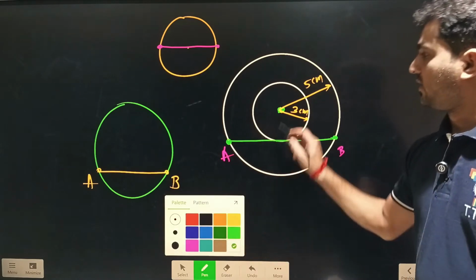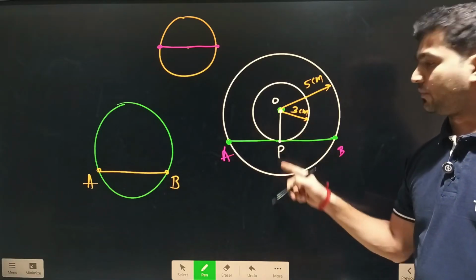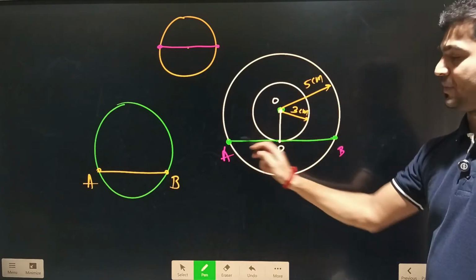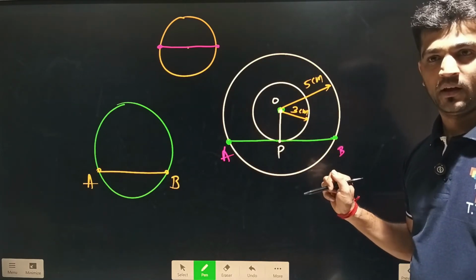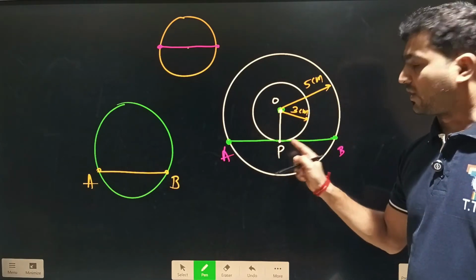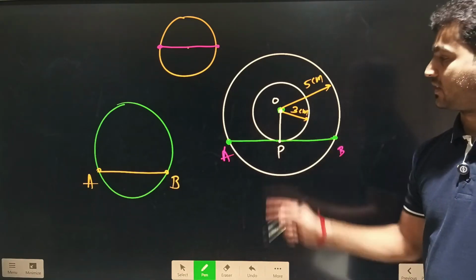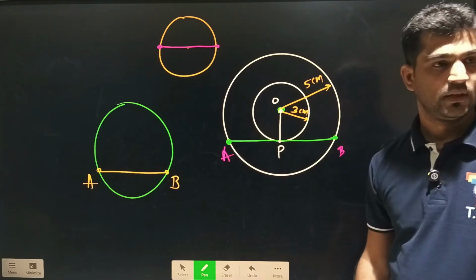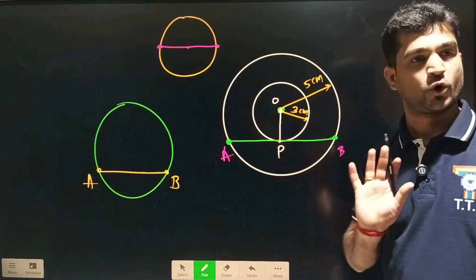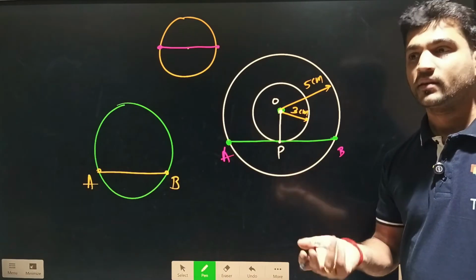If I join from the center of the circle O to this point, let's call it P, where P is a point. For the larger circle, AB is a chord. But for the smaller circle, what is P? Point of contact. Why point of contact? Because AB works as a tangent to the smaller circle. Hope you got it? It is a tangent to the smaller circle and a chord of the larger circle.